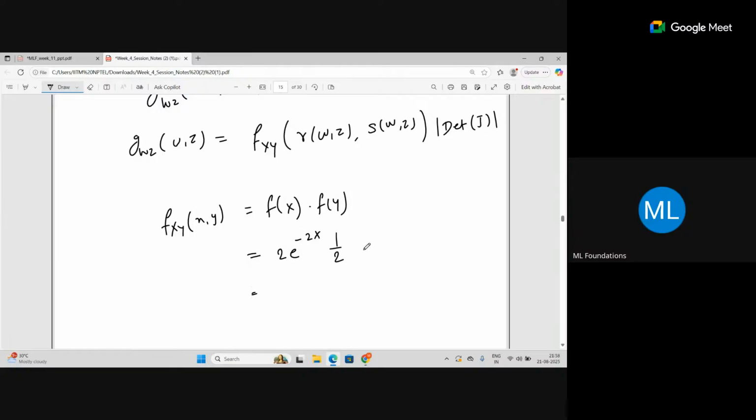It is 1 upon b minus a. So b is 2, and 2 minus 0 is 2. So basically you will get e to the power minus 2x as the joint density of x and y. Fine. Now what else do I need?